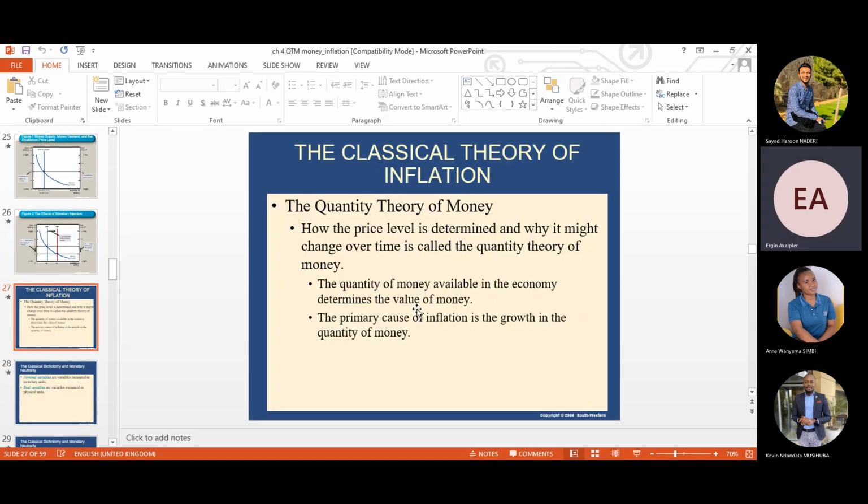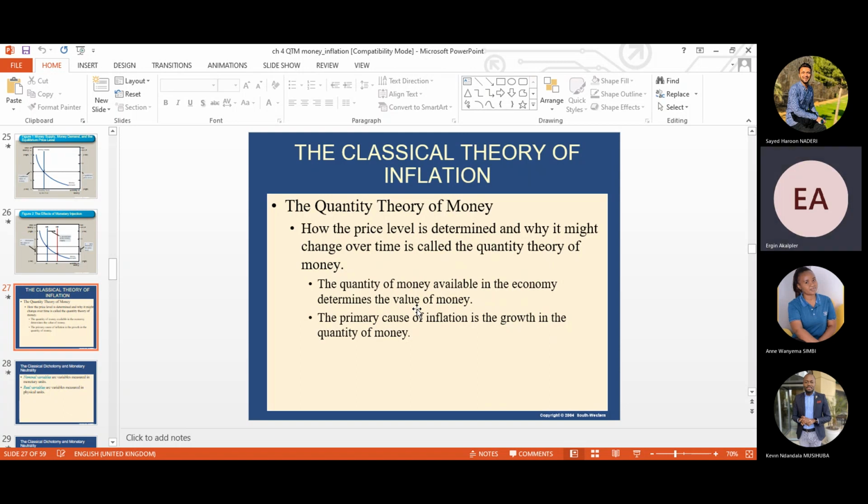Okay, the quantity theory of money: how the price level is determined and why it might change over time is called the quantity theory of money, as I mentioned in the last presentation. As much as the prices increase and decrease, this will then affect the amount of the money in the system.